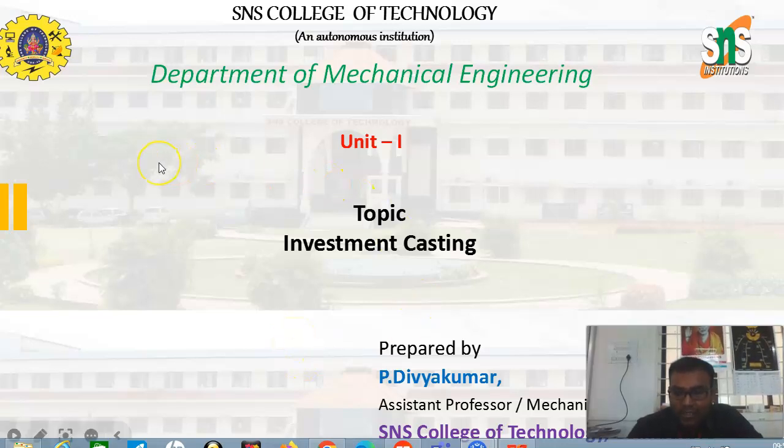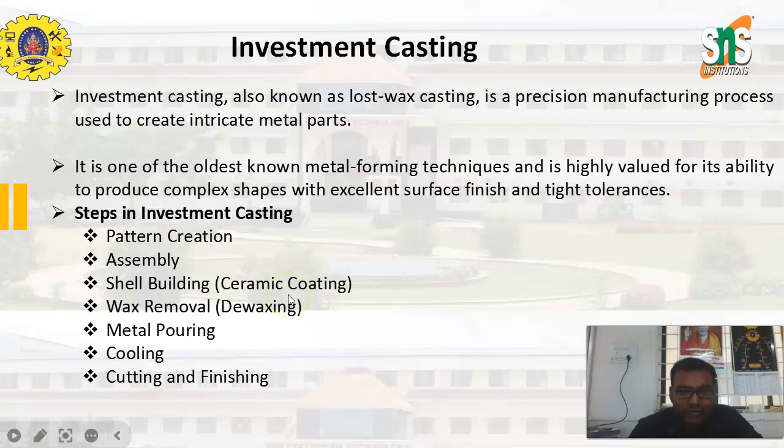In this video lecture series on casting processes, now we are going to discuss one of the casting processes, that is investment casting. Investment casting, also known as lost wax casting, is a precision manufacturing process used to produce metal parts. It is one of the oldest known metal forming techniques and is highly valued for its ability to produce complex shapes with excellent surface finish and tight tolerance.